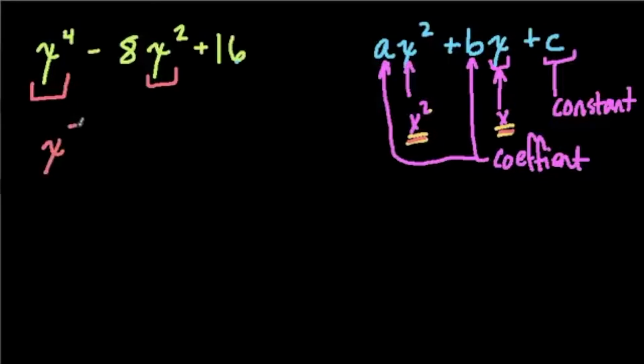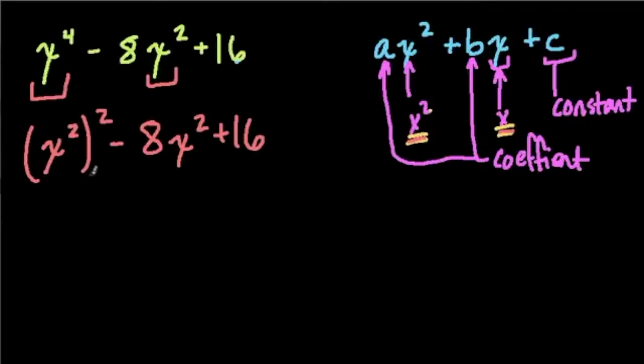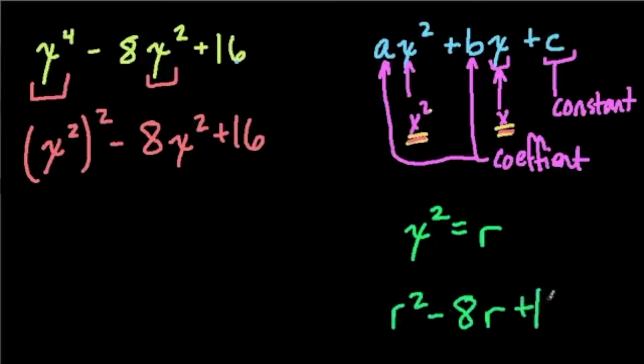So if we rewrite it as x squared squared minus 8x squared plus 16, we have a quadratic. So now we've rewritten this in quadratic form, which means we can think of this as a variable squared minus 8 times that same variable plus 16. Sometimes they say substitute, so represent x squared as a variable. Let's say r. So then you would see it as r squared minus 8r plus 16, and that really represents x squared squared minus 8x squared plus 16.